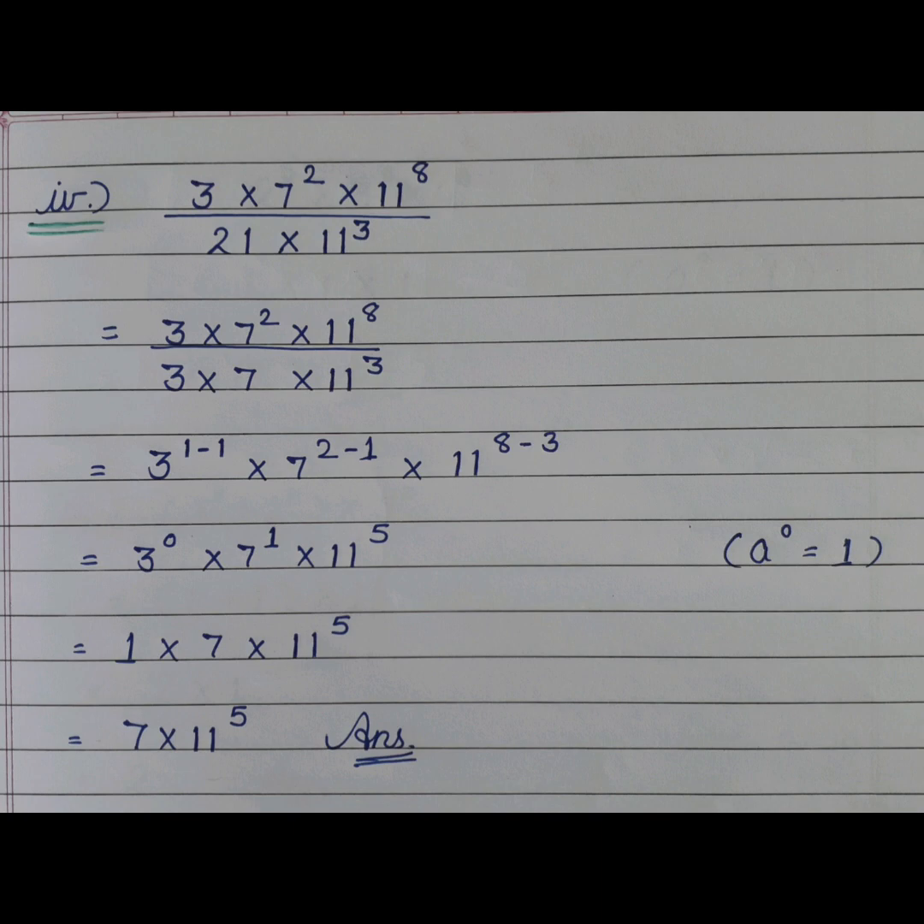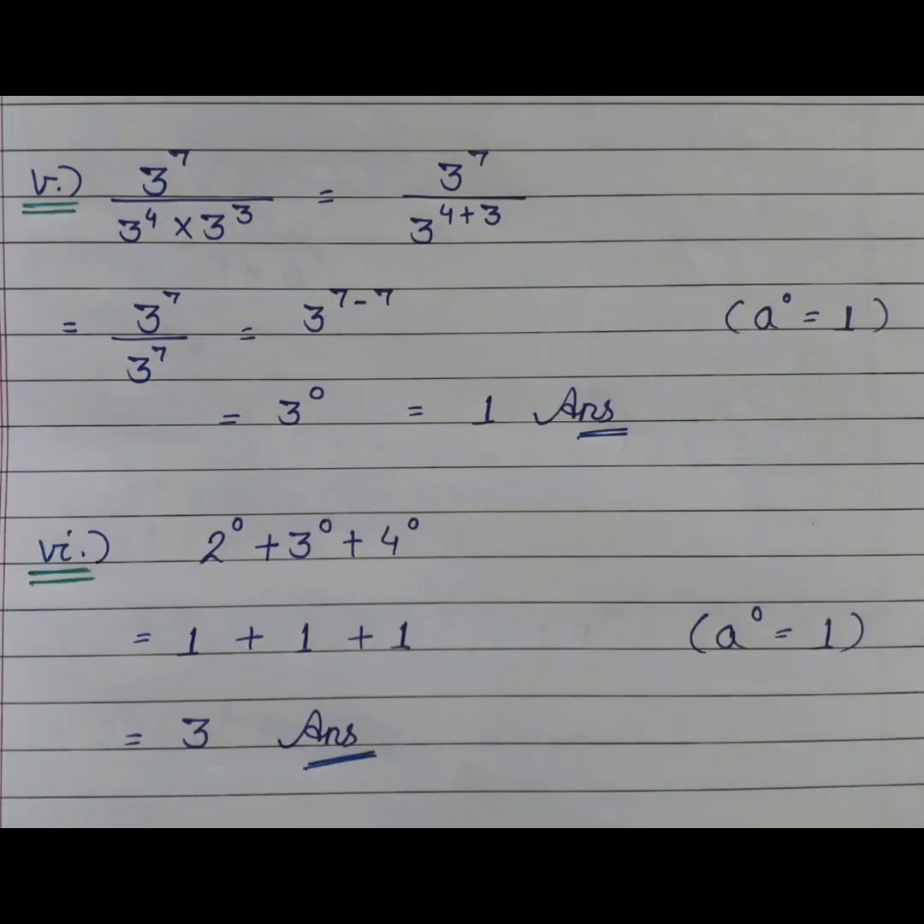Now here we can say that 3 to the power is 0, and the law of exponents says when a to the power 0 is there, it becomes 1. So the answer becomes 1. So 3 to the power 0 will become 1. So 1 into 7 into 11 to the power 5, and the answer will be 7 into 11 to the power 5. Let's quickly go to the rest of the questions.